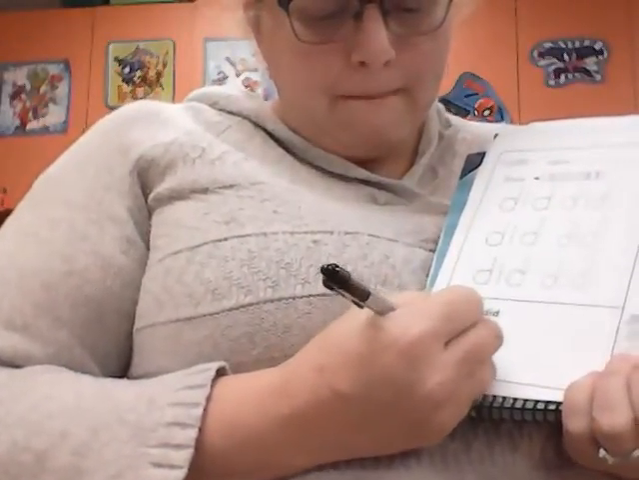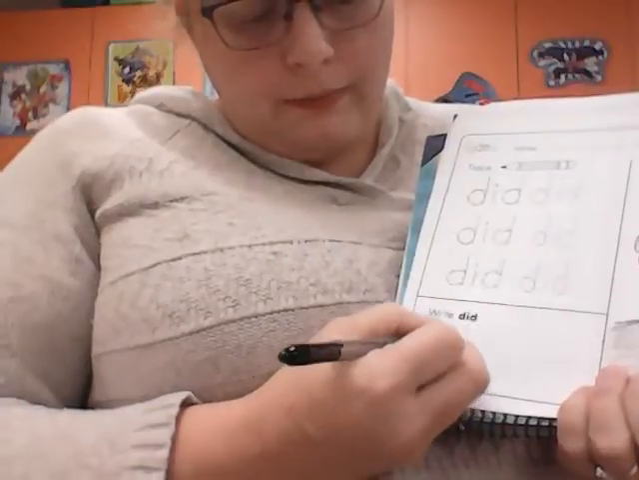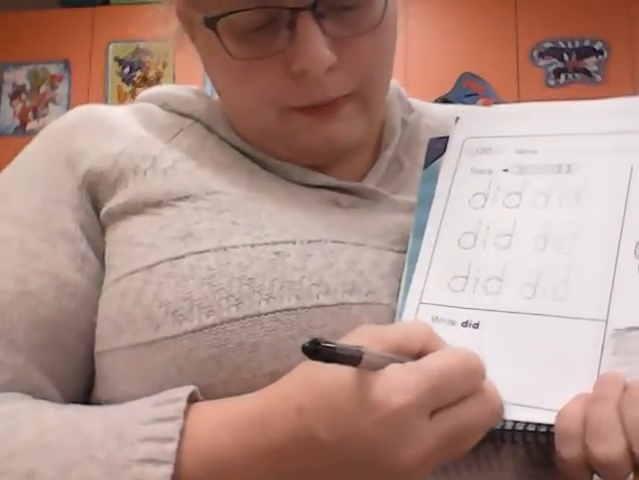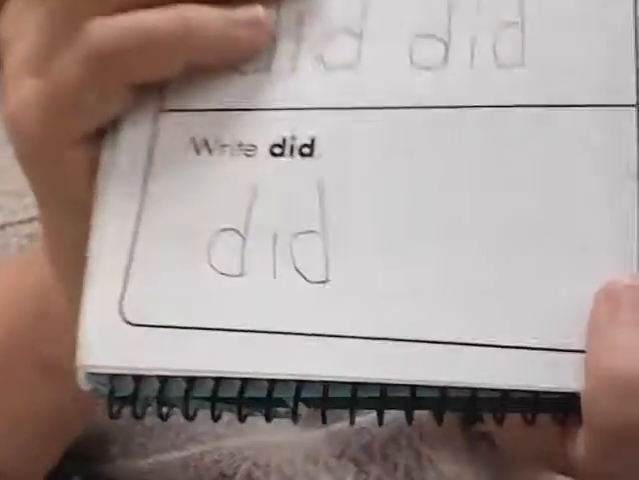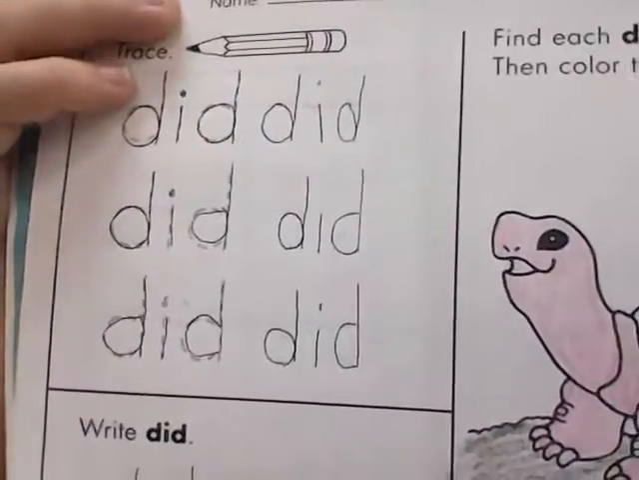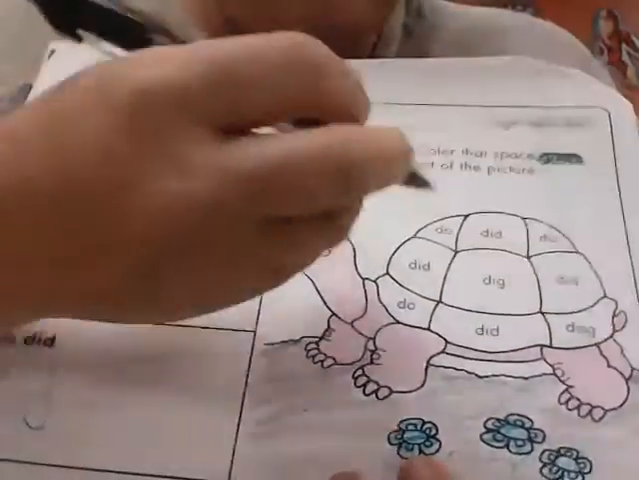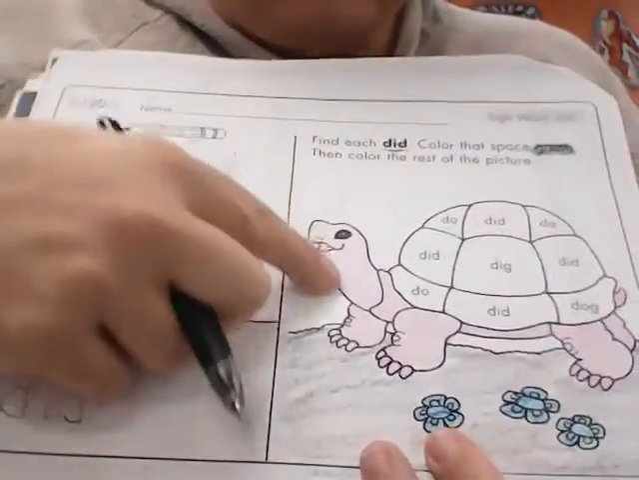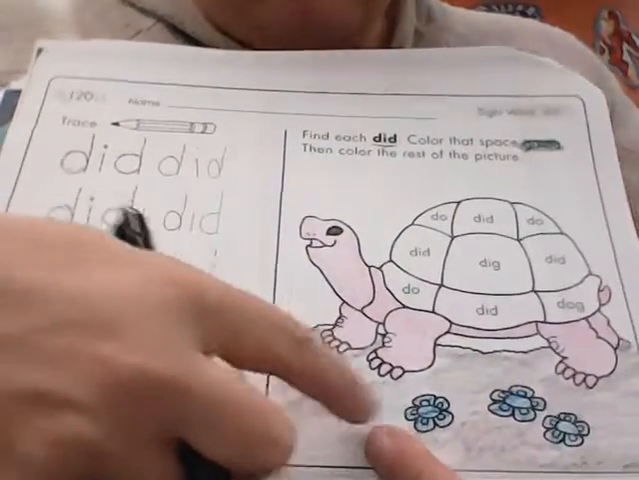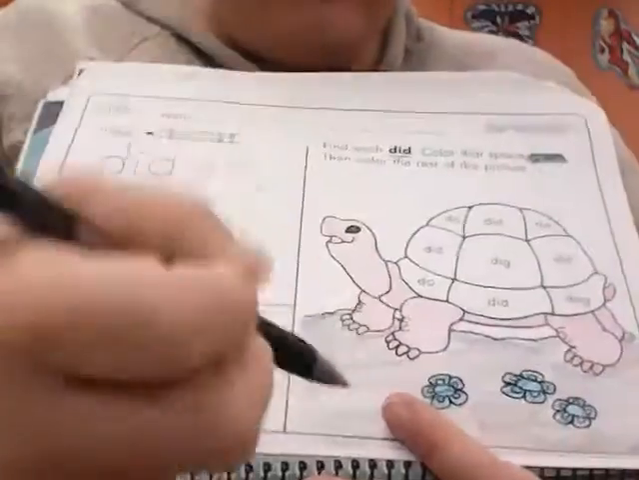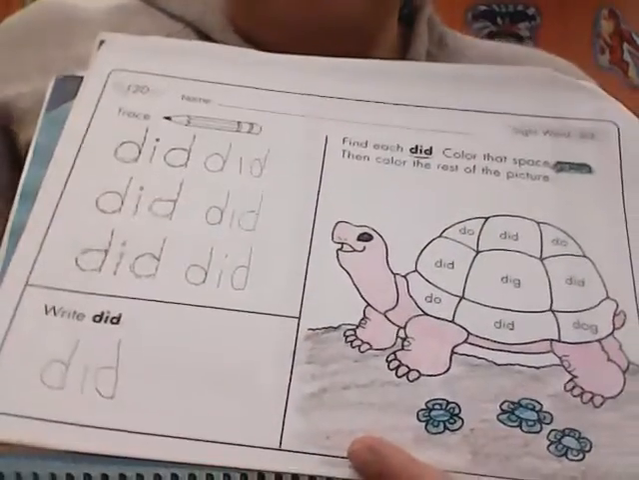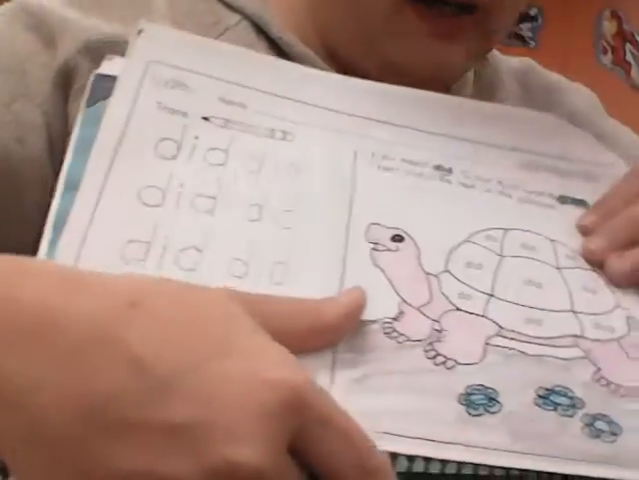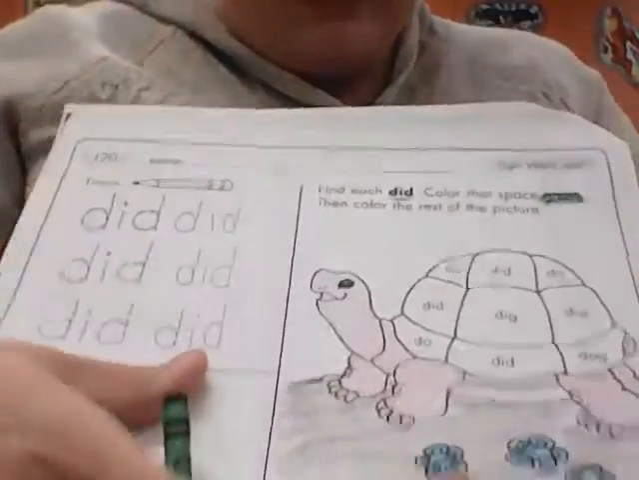D, I, D. Then in this section, it says color all of the words that are all the spots that have did green. The rest of the parts you can color any color you want. So I already colored the parts that didn't have a word in them. So these are the parts that I'm going to be coloring, but didn't have a word, so I'm not worried about it. So now we're going to look at the words.